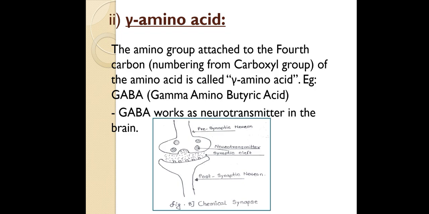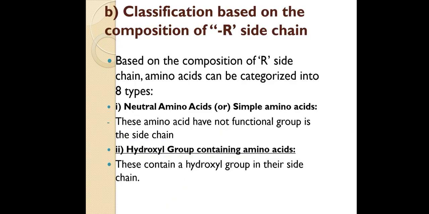We know that impulses are carried by synapses, and there are two kinds of synapse. The first is the electric synapse and the second is the chemical synapse. In the chemical synapse, as we see here, butyric acid is present, which works as a neurotransmitter. The second classification is based on the composition of side chains.